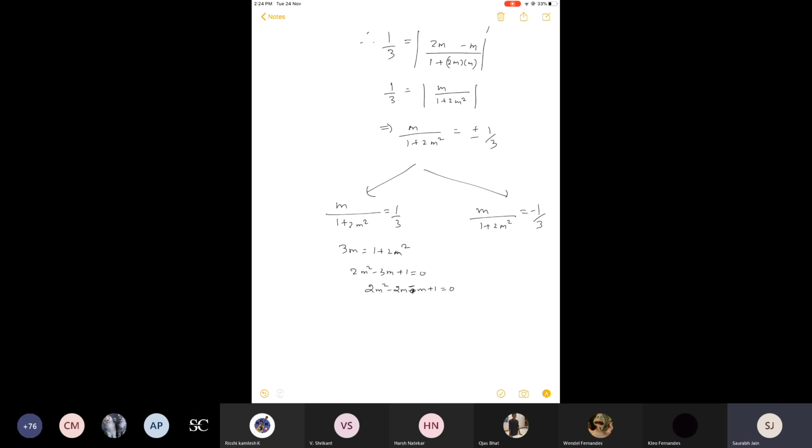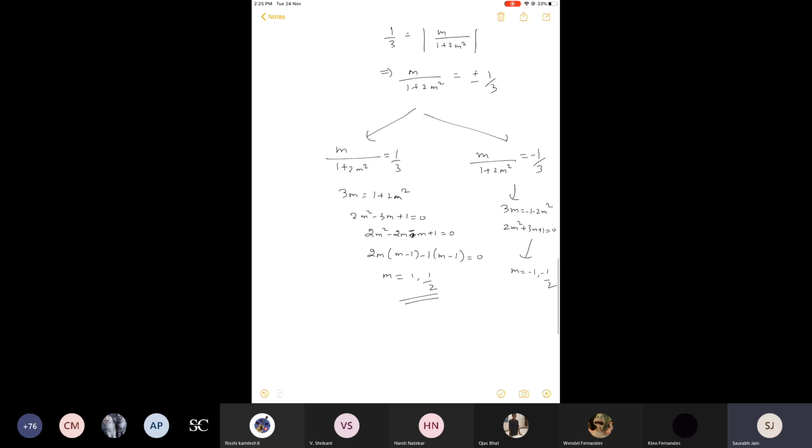Sorry, this is minus. Take 2m common. So from here, the slopes will be 1.5. Okay. And about this equation, 2m square plus 3m plus 1. If you will solve this equation, you will get minus 1 and minus half.